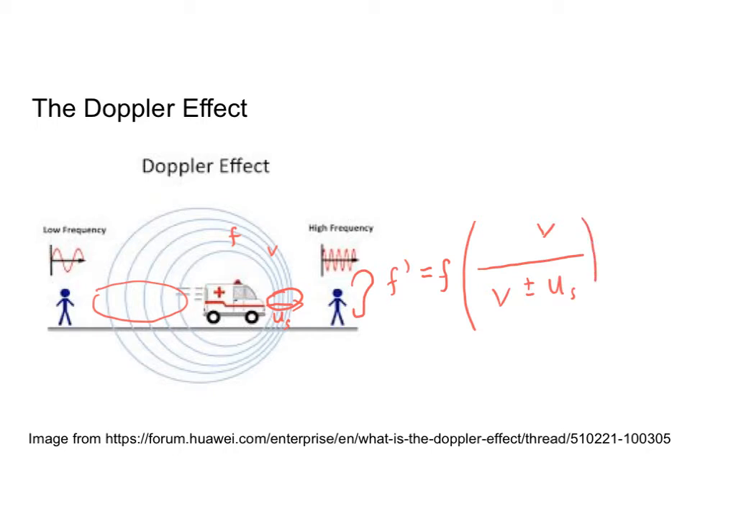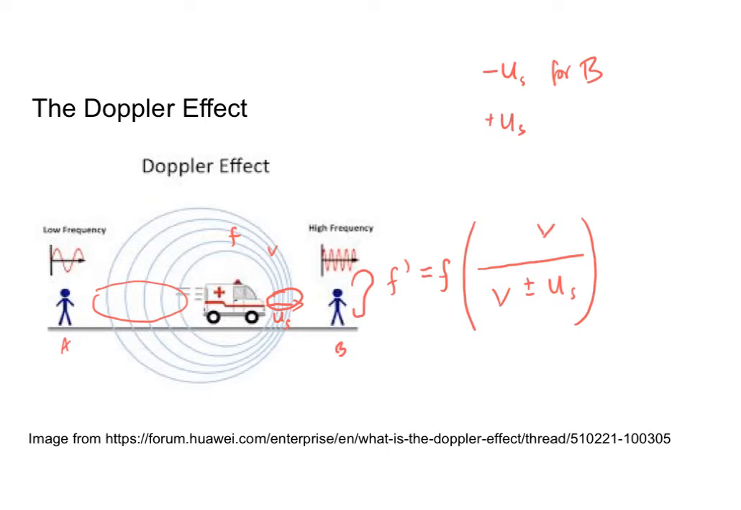Now, I say plus or minus because, of course, when my source is going towards you, the frequency is going to increase, and when my source is going away from me, my frequency will decrease. So that means if my source is coming towards me, I am going to subtract. So us is going to be negative when the source is coming towards me. I'm going to call this person B and person A. So for person B, we're going to see a negative us, and our frequency is going to increase.